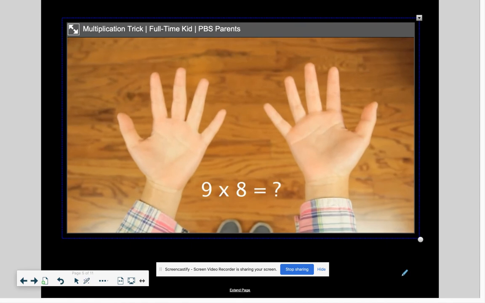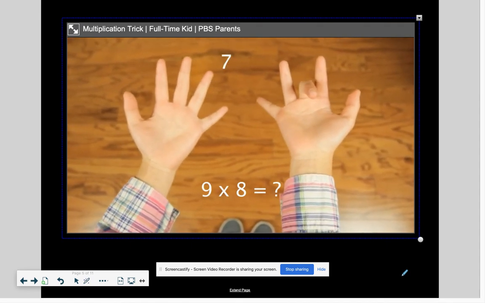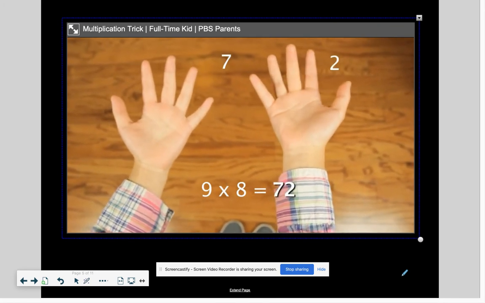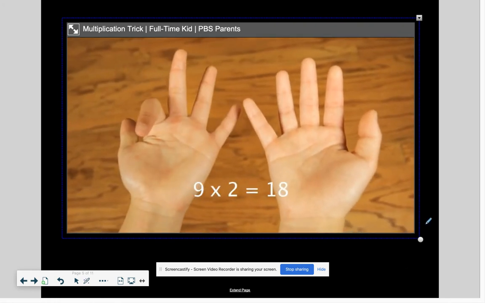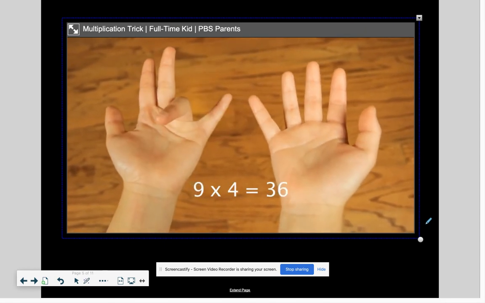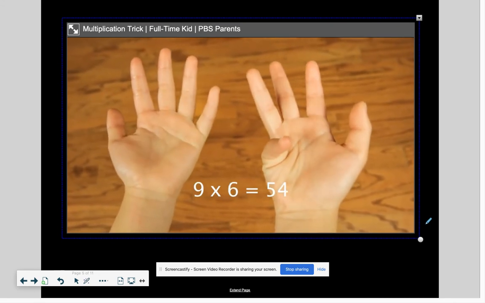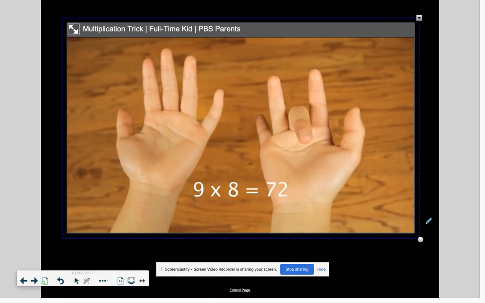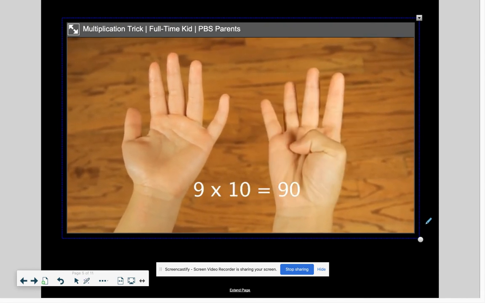Let's try 9 times 8. Put the 8th finger down so that you have 7 fingers up before the finger that you curled under, and 2 fingers afterward. So the answer is 72. It works with all of your fingers. 9 times 1 is 9. 9 times 2 is 18. 9 times 3 is 27. 9 times 4 is 36. 9 times 5 is 45. 9 times 6 is 54. 9 times 7 is 63. 9 times 8 is 72. 9 times 9 is 81.